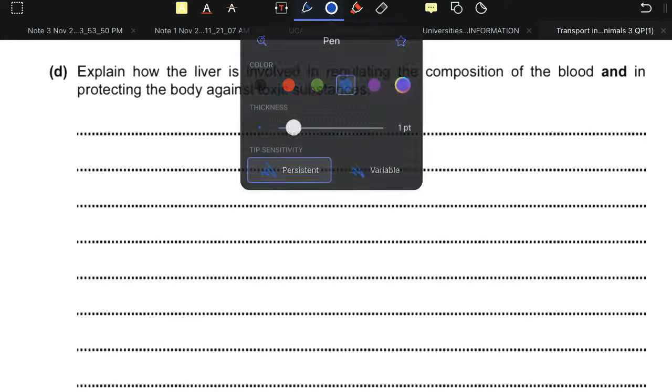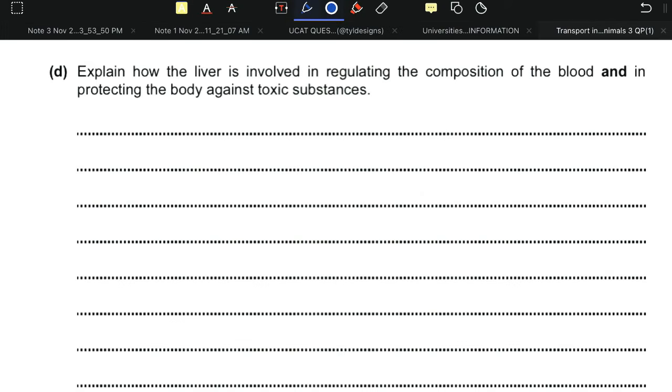Explain how the liver is involved in regulating the composition of blood and in protecting the body against toxic substances. So you have to talk about the role of the liver in regulating blood composition. That is the first thing. When you talk about that, remember that there is always glycogen. Glycogen is kept as a store in the liver, right? That's the first thing that should come to your mind.